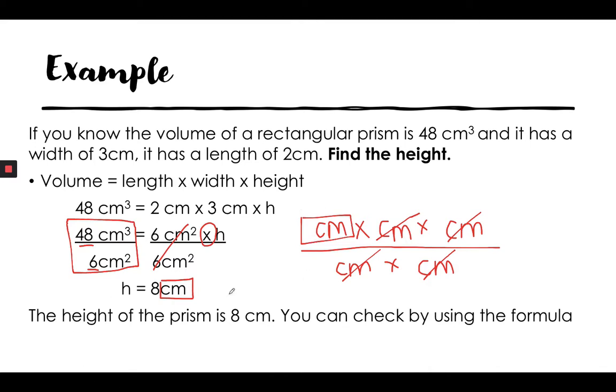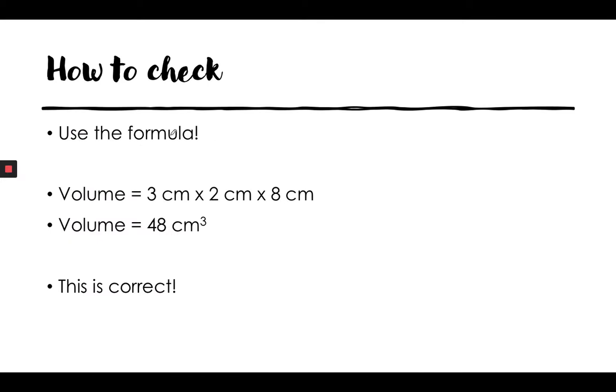Going back to the answer, another great way to check if you got the right answer is to check by using the formula. Volume equals length times width times height. So we have 3 centimeters times 2 centimeters times the 8 centimeters that we just found. Once you multiply those all together, you get 48. When you go 3 times 2 times 8, you get 48. And when you go centimeter times centimeter times centimeter, you get centimeters cubed. So we know it is correct because that is the volume of our shape. So we know we did good.